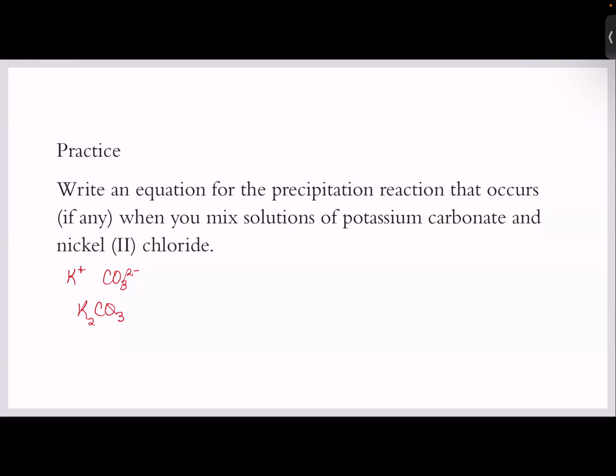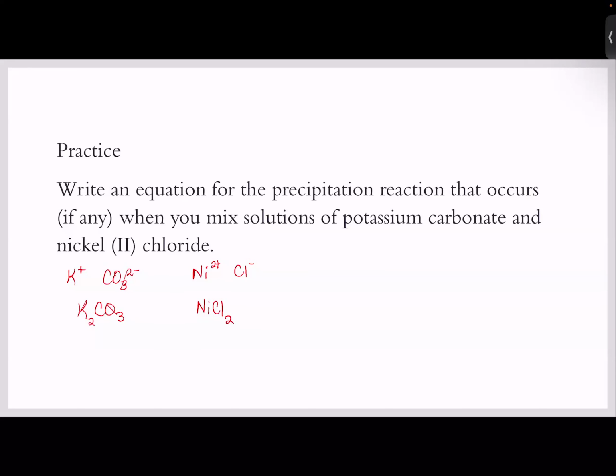The second reactant is nickel 2 chloride. So our nickel has a 2+ charge and our chloride is Cl-. We take the magnitude and we cross and drop it on the opposing ion and we get NiCl2. Those are our 2 reactants. So we've taken the names and we have obtained the formulas of the reactants using our names to formulas, which you're tested over tomorrow.